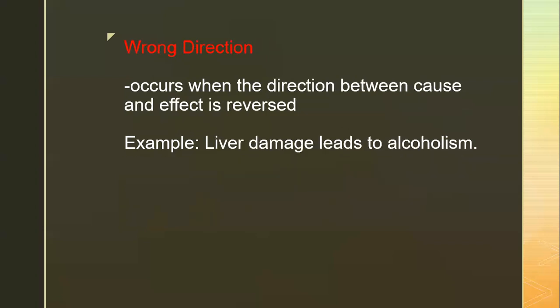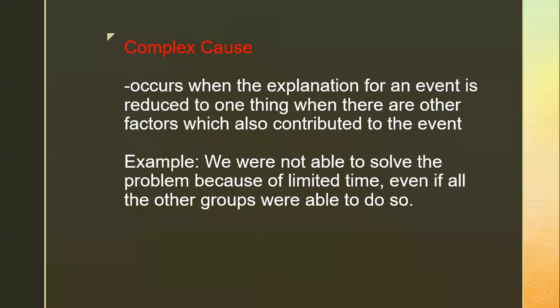Next we have wrong direction. Occurs when the direction between cause and effect is reversed, meaning the consequence is treated as the cause, not the result. Example, liver damage leads to alcoholism, when in fact, alcoholism leads to liver damage. So it's the opposite, it's reversed. It's the wrong direction.